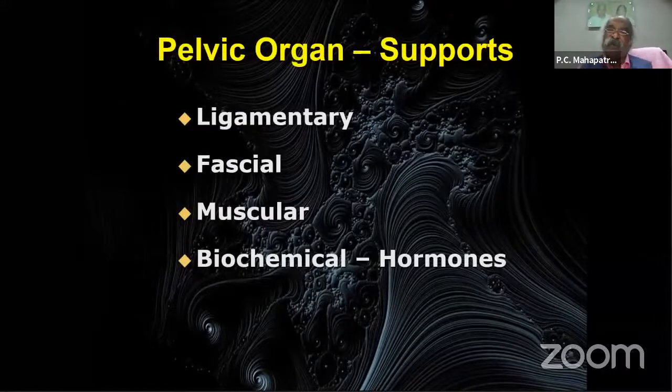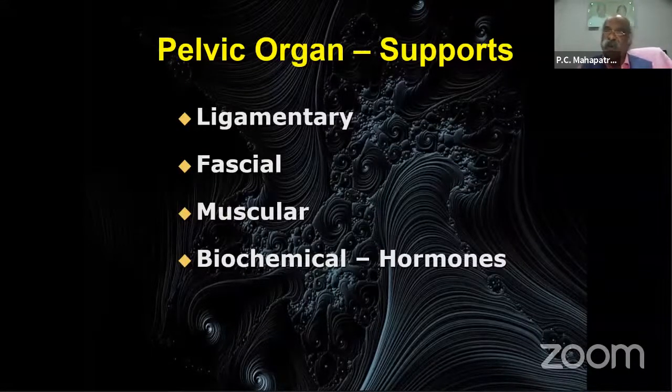Now, coming to the pelvic organ supports. What are the supports in the pelvic organ system? We have ligamentary support. Initially, when we were students, much importance was given to the round ligament and the broad ligament. Now these are redundant. Now the pericervical ring of ligaments is important: the cardinal ligament, the transverse cervical ligament, the Mackenrodt ligament in the lateral part, the pubocervical ligament anteriorly, and the uterosacral ligament posteriorly.